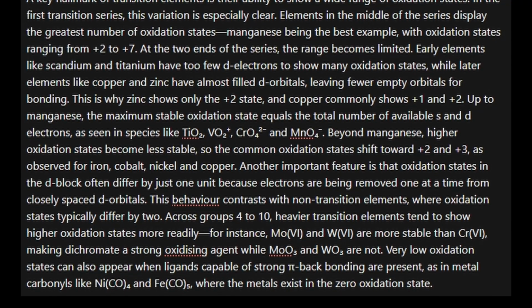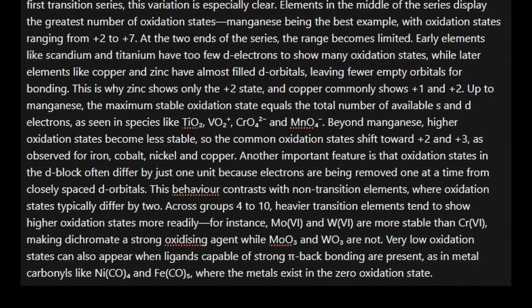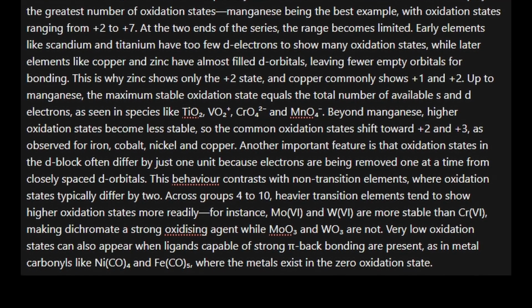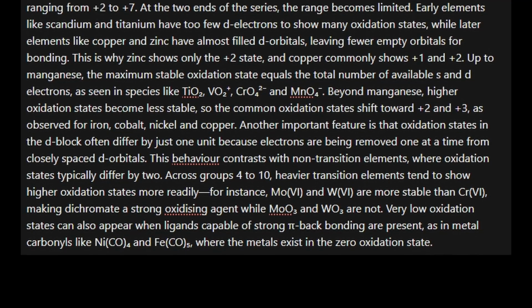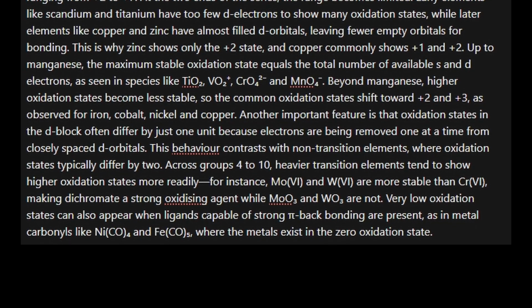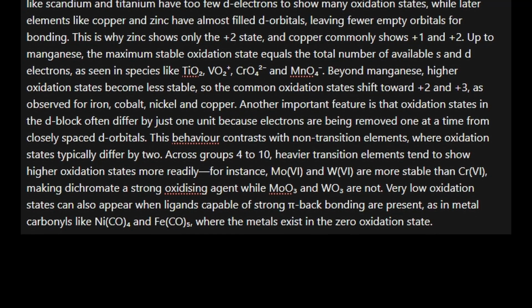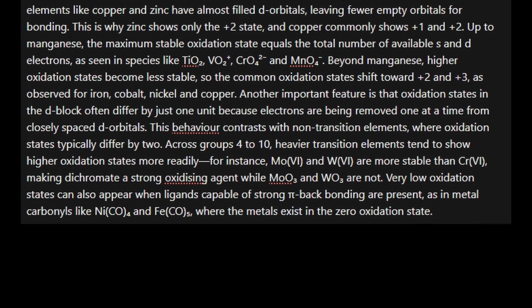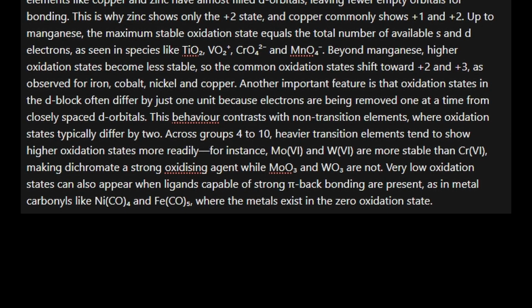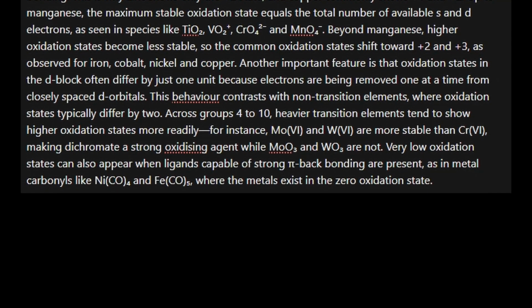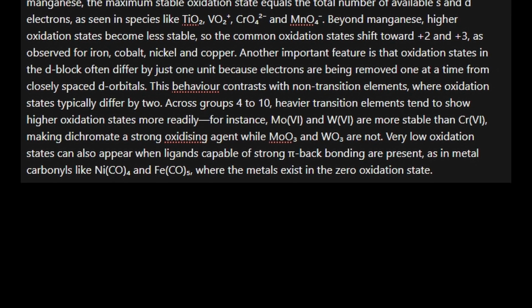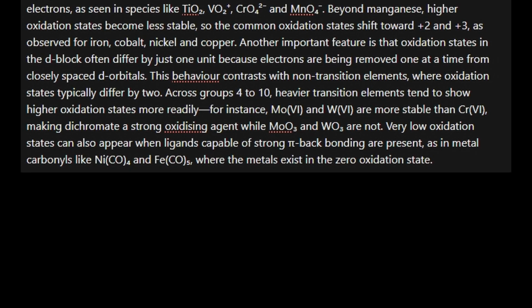Another important feature is that oxidation states in d-block compounds often differ by just 1 unit, because electrons are being removed one at a time from closely spaced d orbitals. This behavior contrasts with non-transition elements, where oxidation states typically differ by 2. Across groups 4 to 10, heavier transition metals tend to show higher oxidation states more readily. For instance, molybdenum and tungsten in +6 states are more stable than chromium in +6, making dichromate a strong oxidizing agent, while MoO3 and WO3 are not.